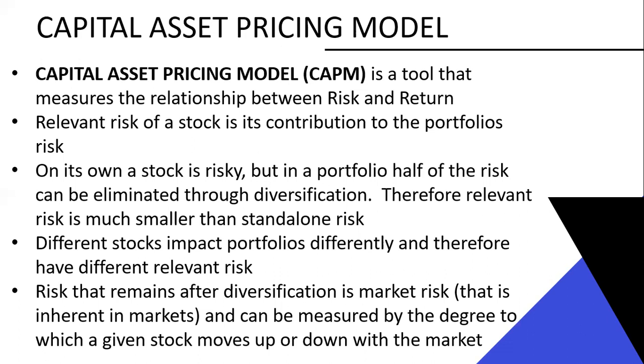One thing to mention is that different stocks impact the portfolio differently and therefore have different relative risks. Risk that remains after diversification is known as the market risk. This is a repeat, and that's inherent in the market, and it can be measured by the degree to which a stock moves up and down with the market. So there is a correlation between what is happening in the overall market and what is happening in one particular stock's case. And if you want to see what the market risk of a stock is, all you need to see is how it moves in accordance with the market.